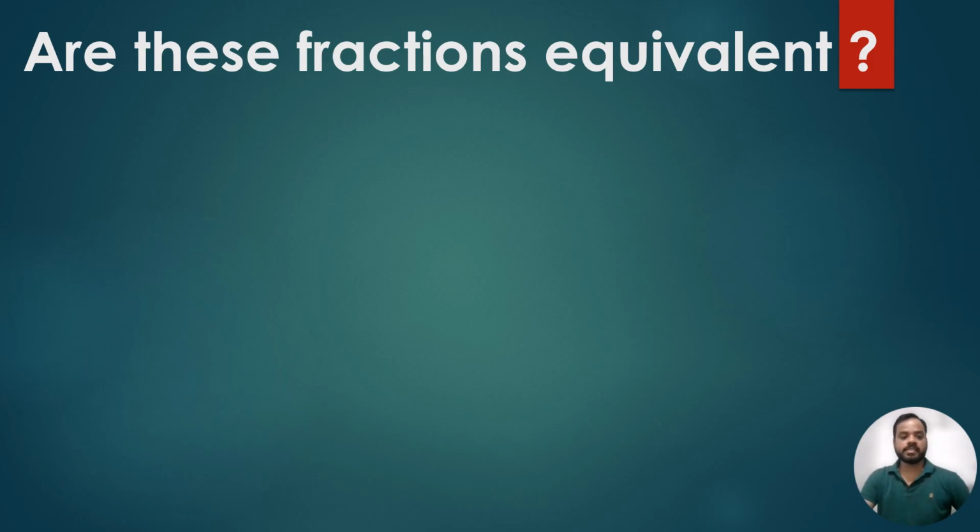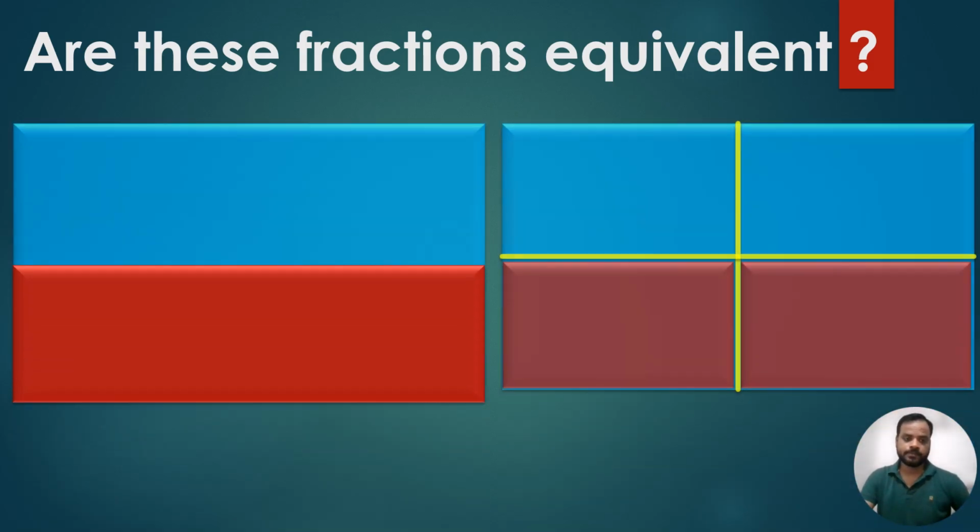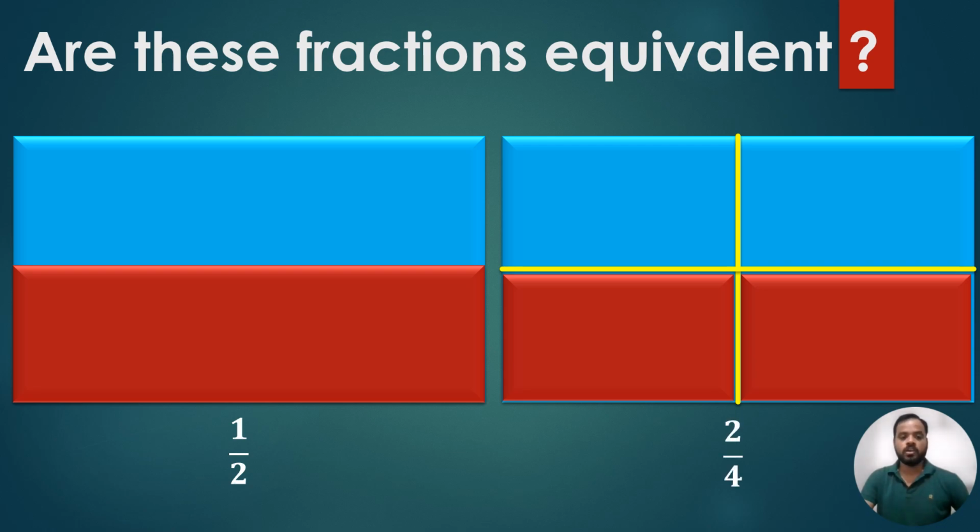Now we need to understand the first question. The first question says, are these fractions equivalent? Here we are given a situation. The fraction represented here is 1 by 2 and here the fraction represented is 2 by 4. So this red color is 1 by 2 and this red color represents 2 by 4.